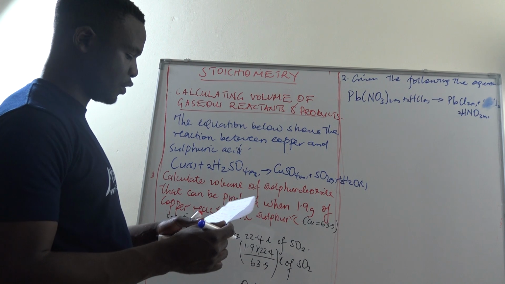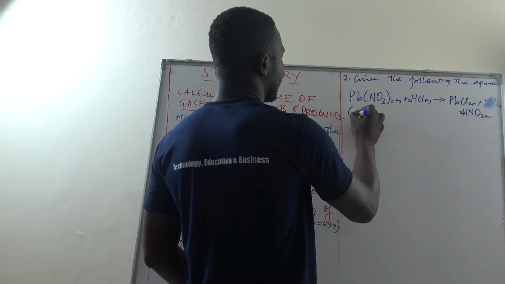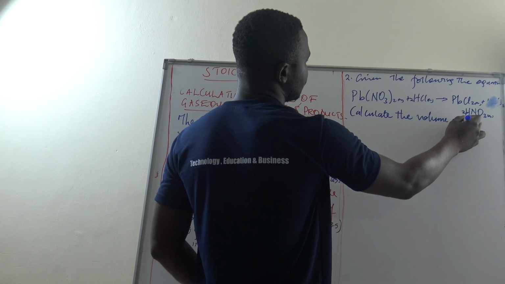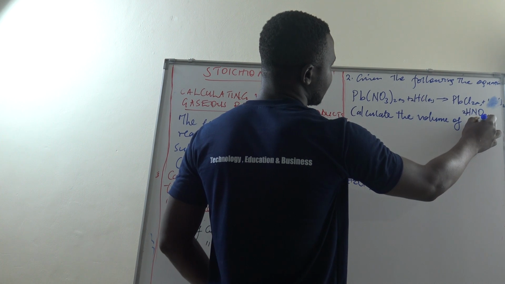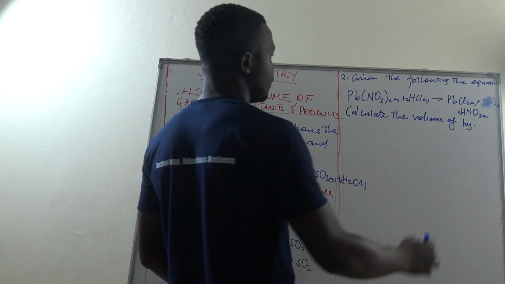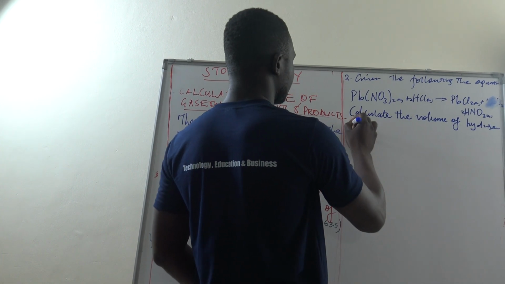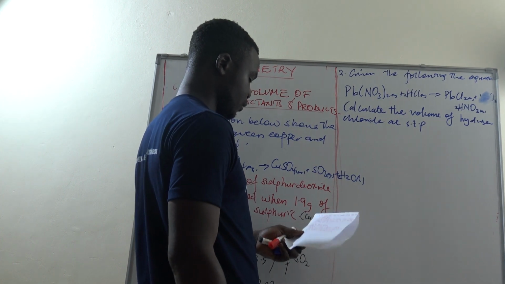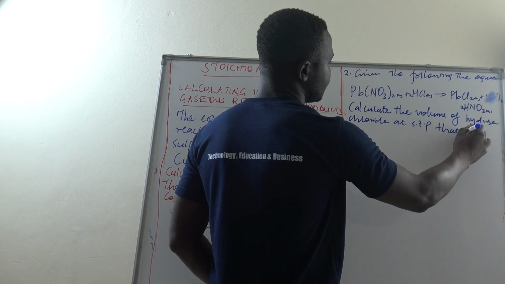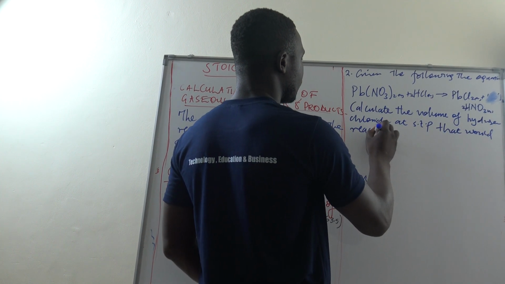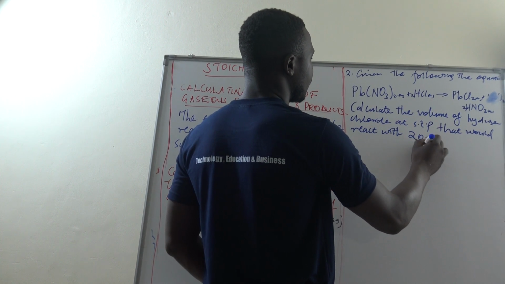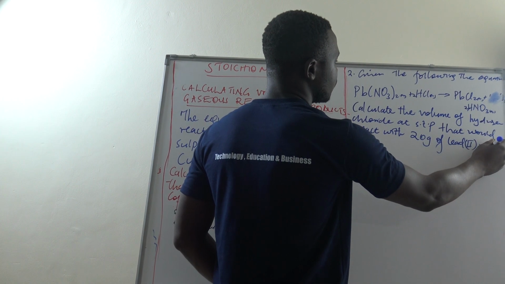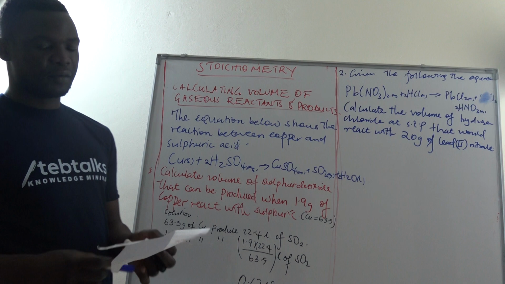Now the question is, calculate the volume of hydrogen chloride at STP that would react with 20 grams of lead 2 nitrate. So there goes our question.